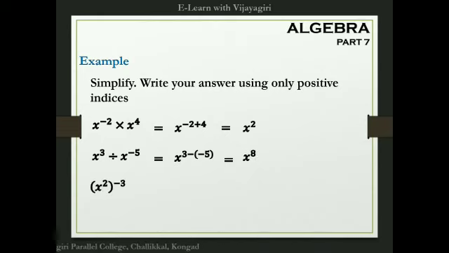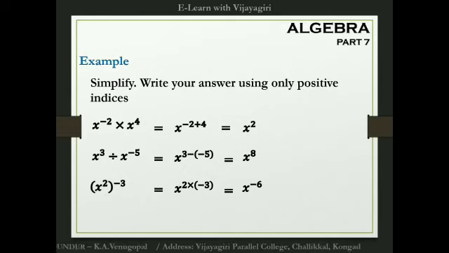X to the power 2 whole to the power minus 3. Here we have to use the law of raising a power. So it will be equal to x to the power 2 into minus 3 and it will be x to the power minus 6. Here the sign of the index is negative, but the question is asking to write your answer using only positive indices, so we have to change it. In order to change the sign, change the position from numerator to denominator, so it becomes 1 by x to the power 6.